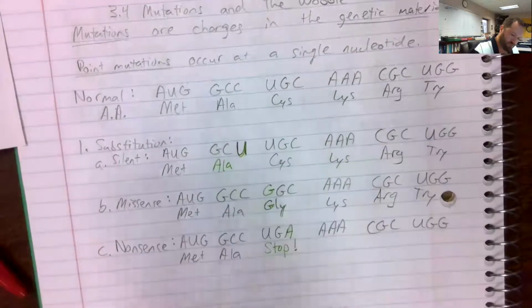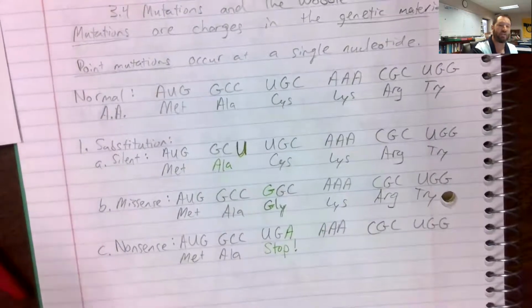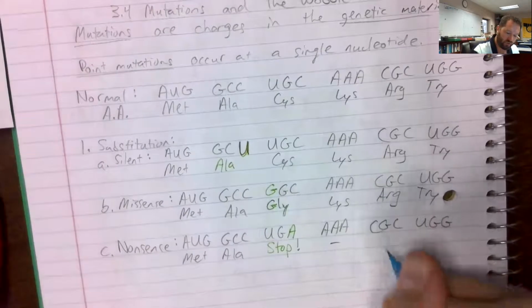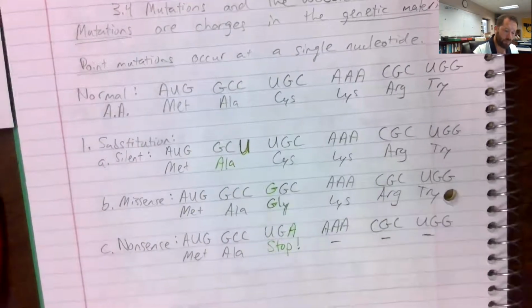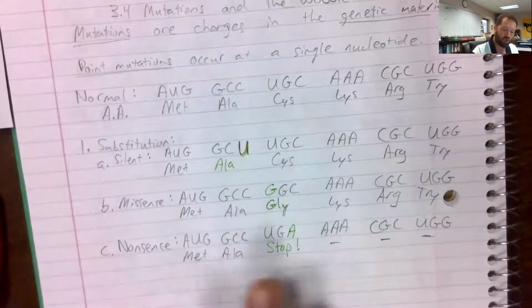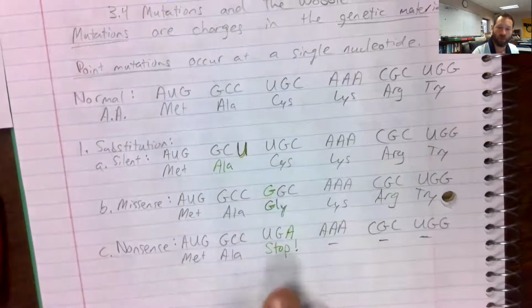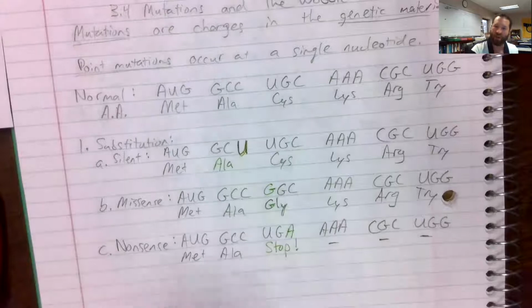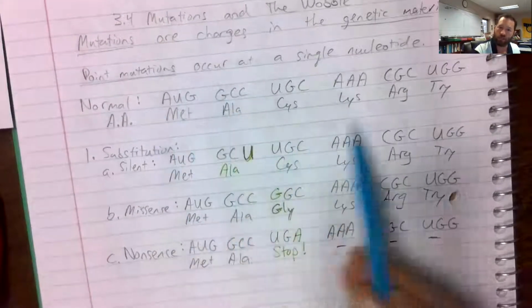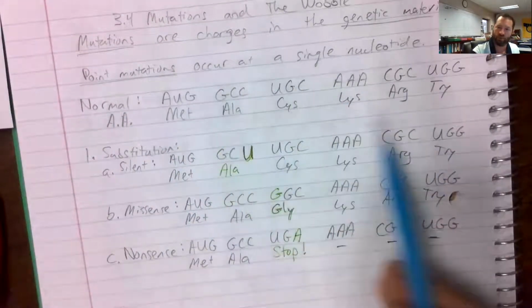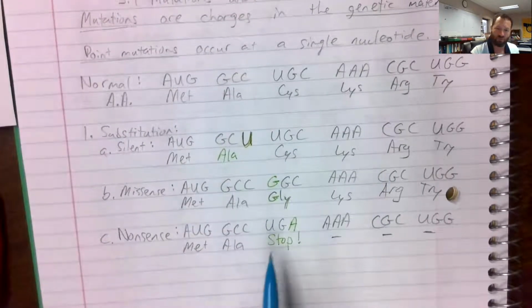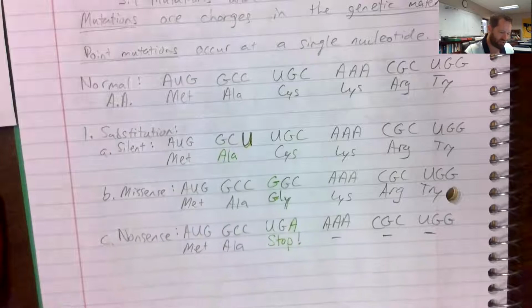Stop means stop. Translation is complete, and we stopped almost as soon as we got started. These guys will never get made. And so this is a pretty big mutation. If you have a mutation that results in a stop codon, you're not going to end up making the protein you need to make. We need all 6 of these to make our protein, and we have 2. So this is a pretty big mistake, a nonsense mutation.